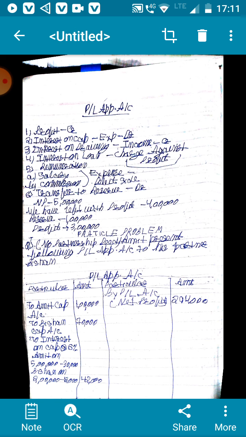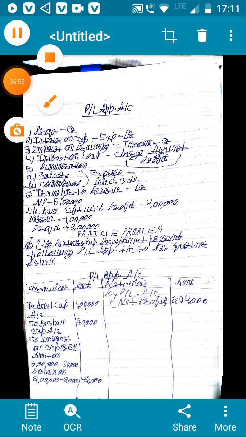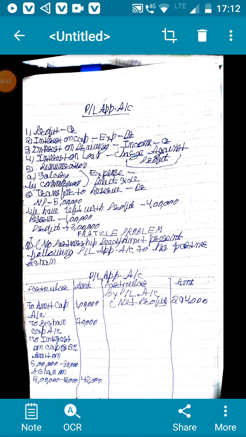So the profit and loss appropriation account is what we will discuss today. In the profit and loss appropriation account, the profit is credited. Interest on capital account is an expense, therefore it is debited, because all expenses and losses are debited and all incomes and gains are credited. Remember the nominal account rule.